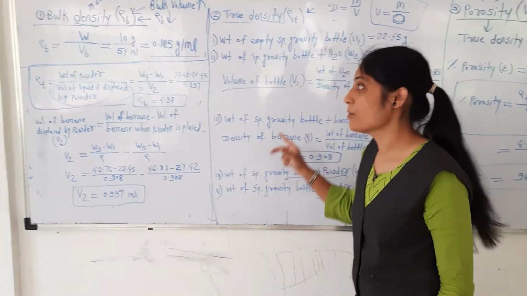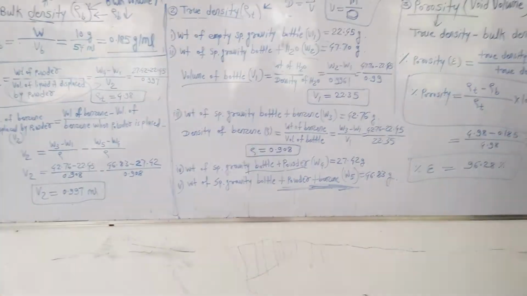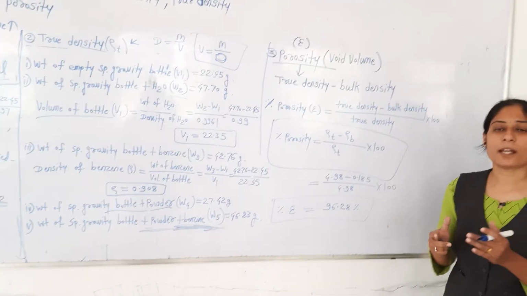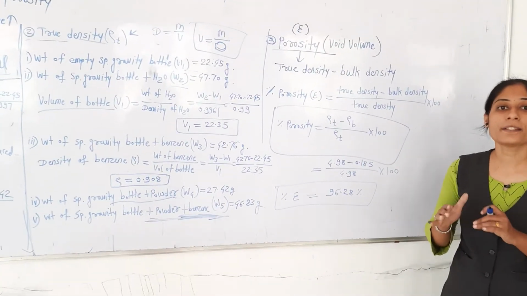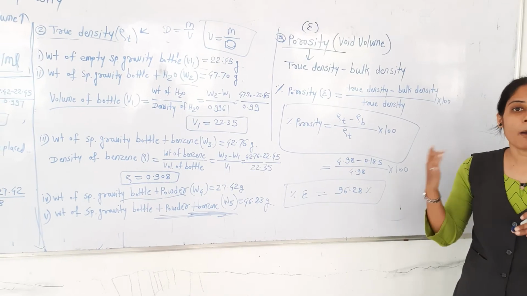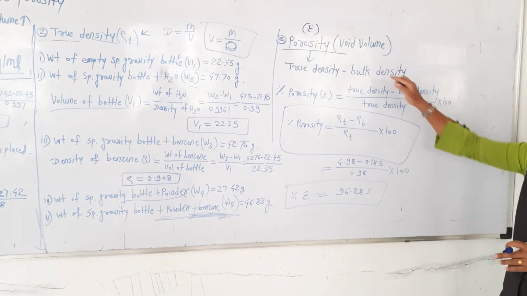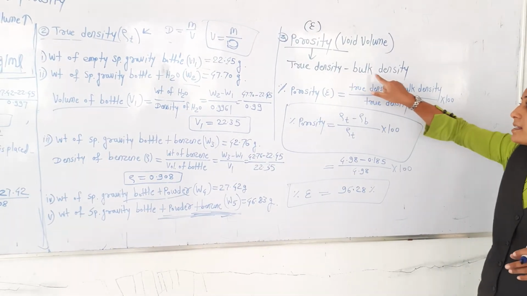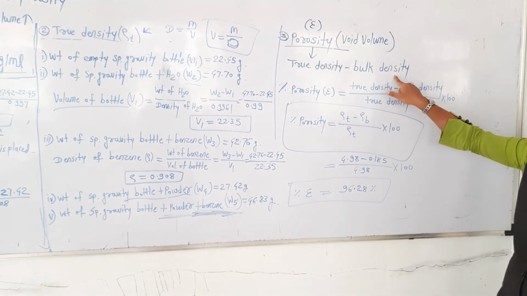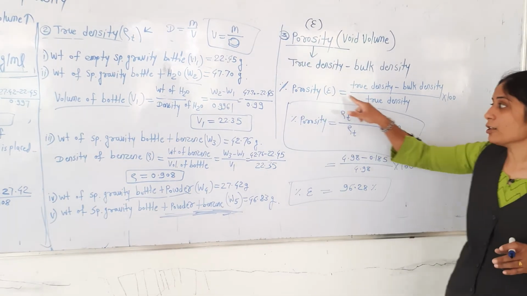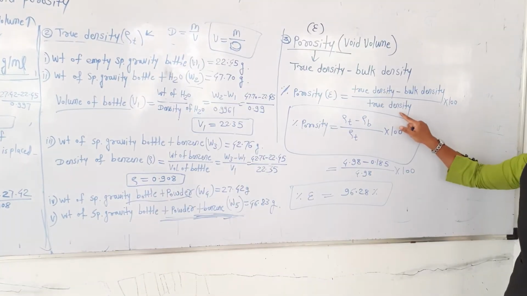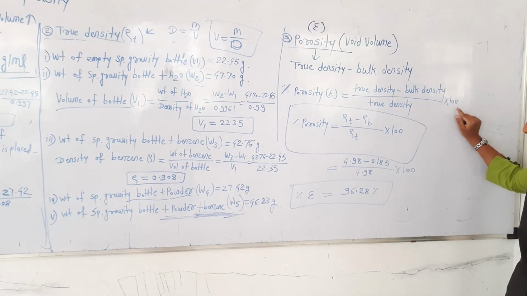By using both densities we can determine the last parameter, porosity. Porosity is void volume. In today's practical we have to determine how many voids or pores are present in any powder sample, and for that purpose we use porosity. Porosity is true density minus bulk density, and to determine porosity in percentage we use the formula: true density minus bulk density, divided by true density, multiplied by 100.